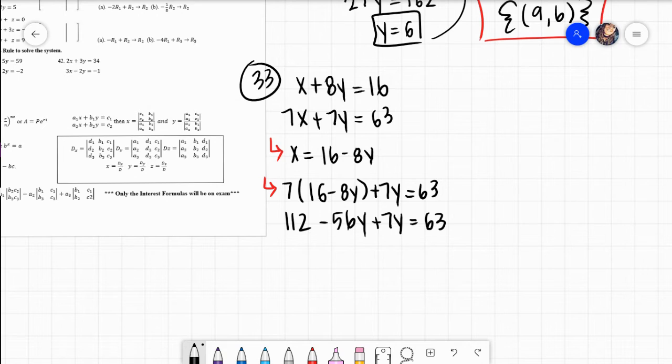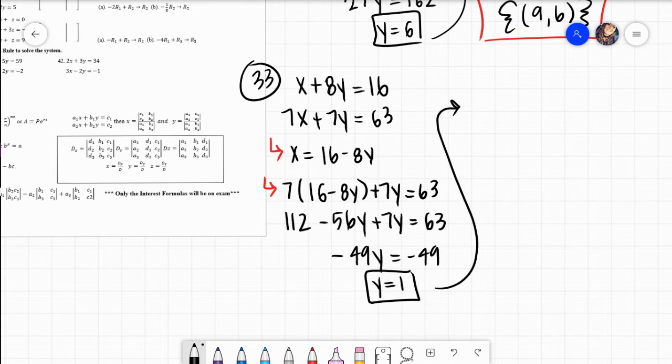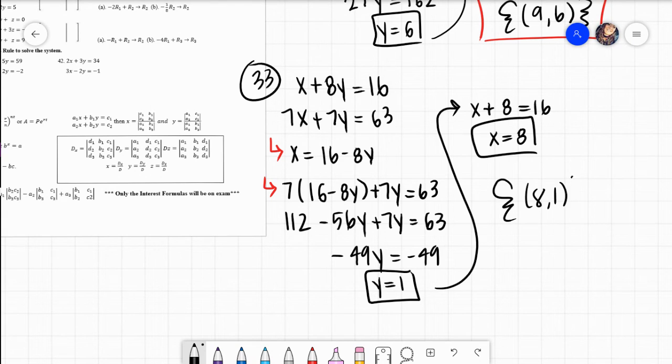And then what we're going to do is combine like terms on the left-hand side and move the 112 to the right-hand side. What you get is negative 49y equals negative 49. And then we just divide both sides by negative 49, and you get y equals 1. Now let's plug that into the other equation. We get x plus 8 times 1, which is just 8. Move that 8, you get x equals 8. And so your answer is 8, 1.